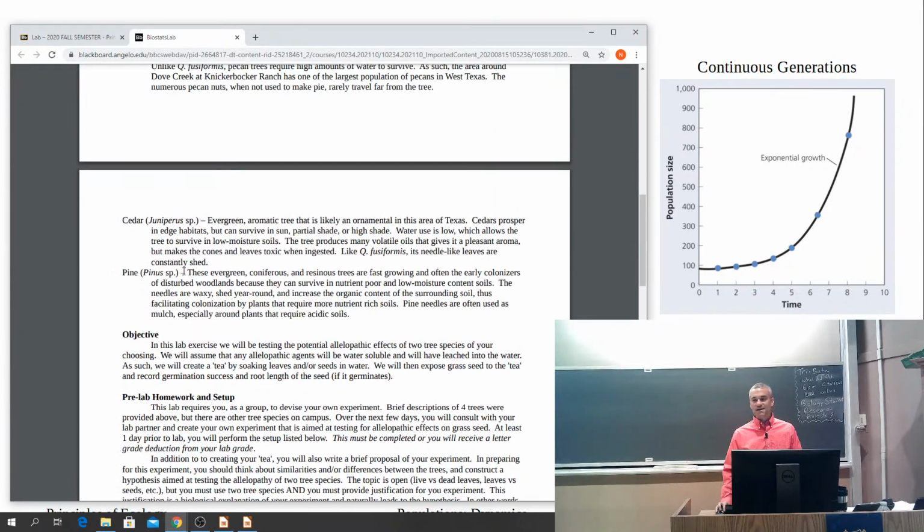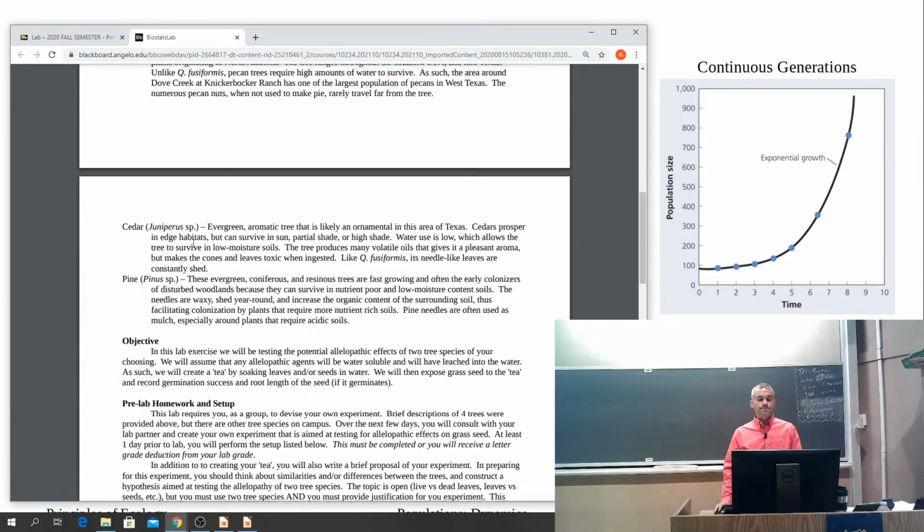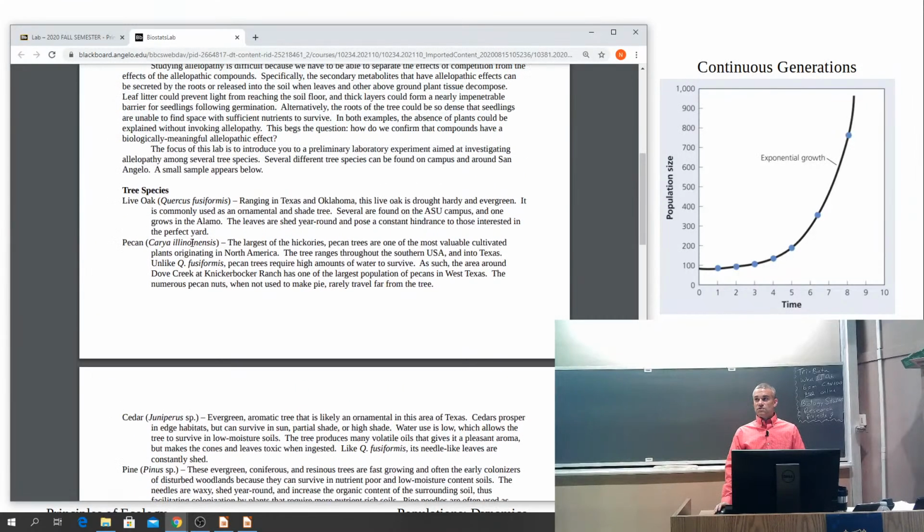So the whole idea of this allelopathy is sometimes the plants produce some compounds that either have a positive or a negative effect. Usually, we're going to be interested in this negative effect. Are plants producing some sort of compound that has a negative effect on other plant species? All right. We're going to test this using grass. We're going to look at germination rates, and we're going to look at rootlet lengths.